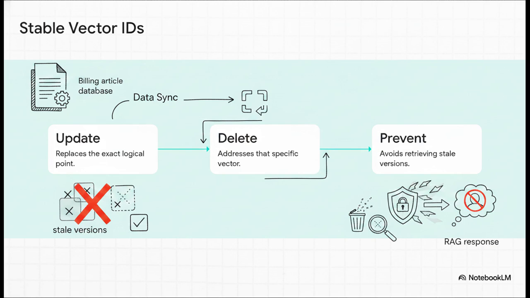Think about the life cycle of a real-world document for a second. When you update a billing article in your primary source database, your data sync updates the source projection under the exact same ID.